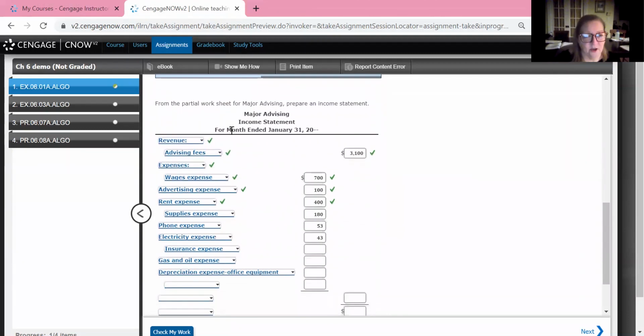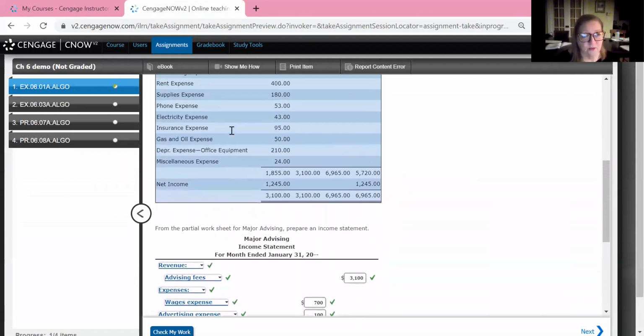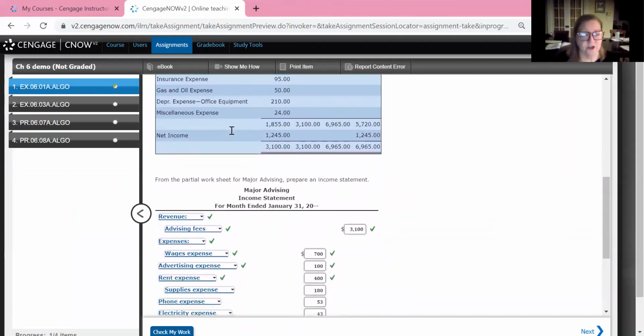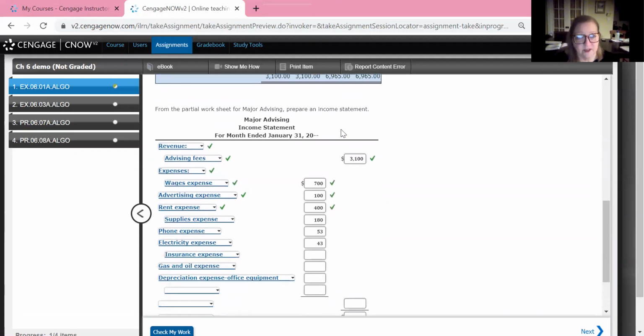Sorry. Okay, so I'm looking for the amounts on insurance, gas and oil, and depreciation. 95, 50, and 210. And I'm just pulling this straight from the trial balance worksheet that they gave me. 95, 50, and 210.